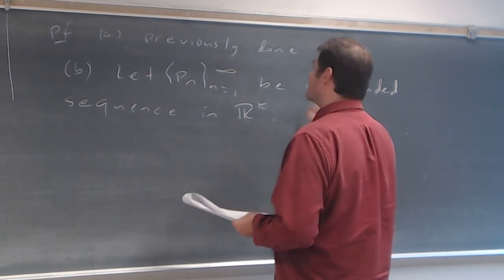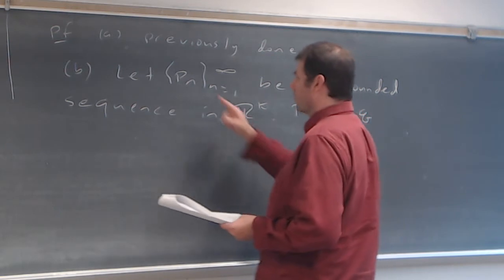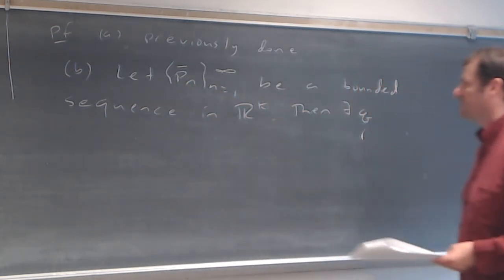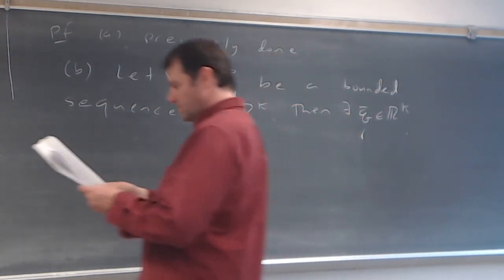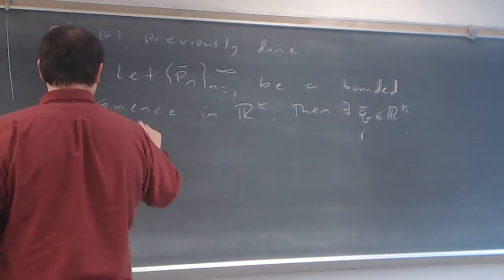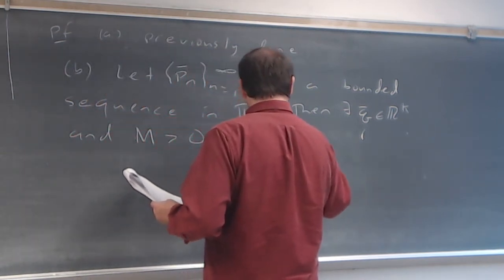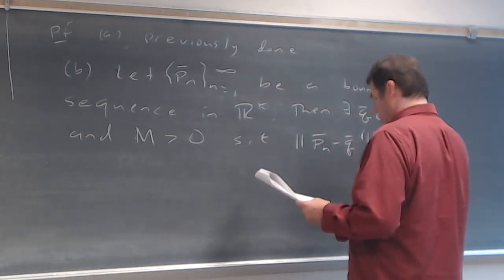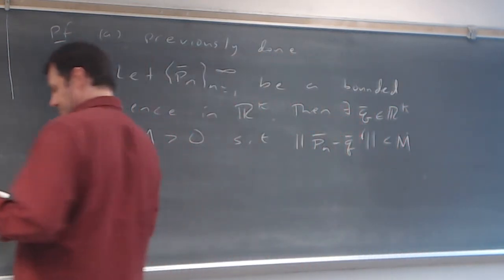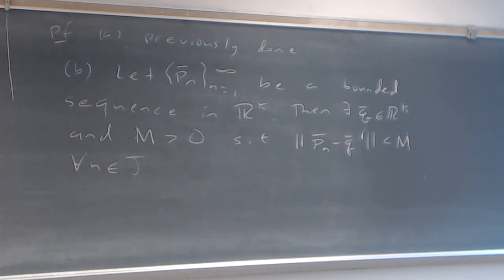So, since P sub n is bounded, there exists a Q, an element of R^k, and an M, a real number greater than 0, such that, for the boundedness, the norm of P sub n minus Q is less than or equal to M, for all n in the natural numbers. So that's a statement that's true for each term of the sequence.